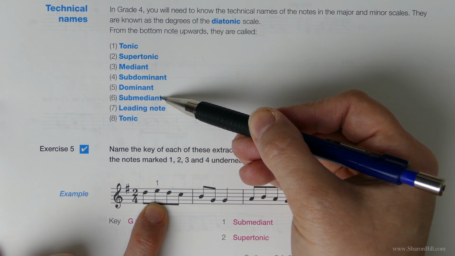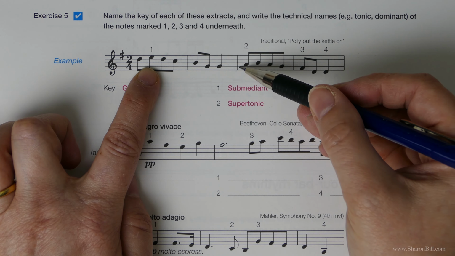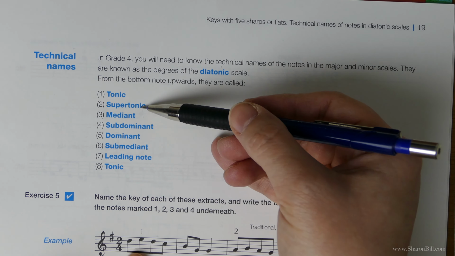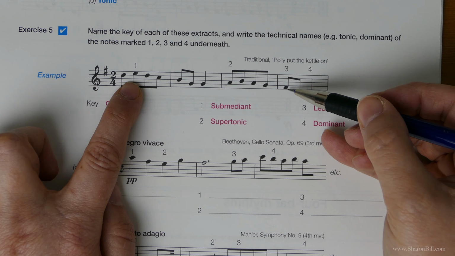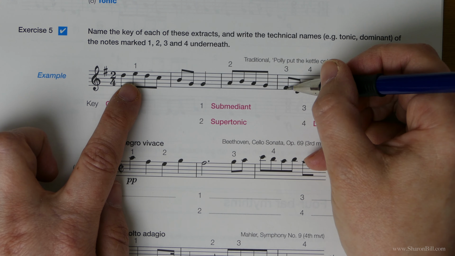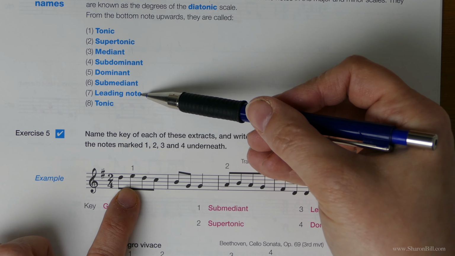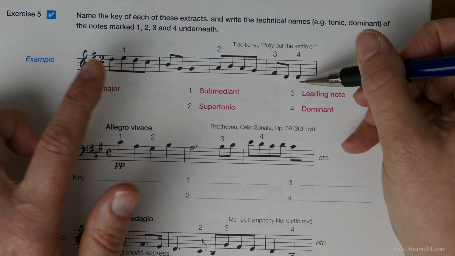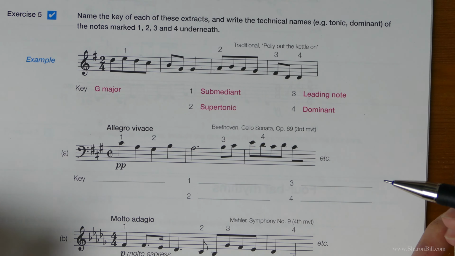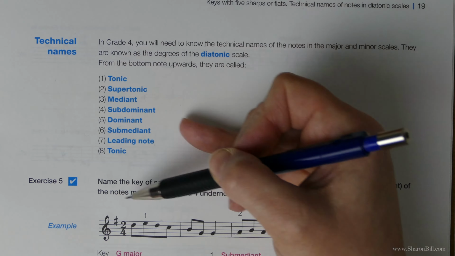There's our little list. Let's look at the next one. So 1 is the tonic G, 2 is the supertonic, 3, if we're counting from G, F sharp is the 7th if we're counting up from G, and so therefore we know that's the leading note. And the last one, D, G, A, B, C, D is the 5th, and so that's our dominant. So we're just counting the intervals just as we did from grade 1 onwards, but now we're going to be giving them their technical names.